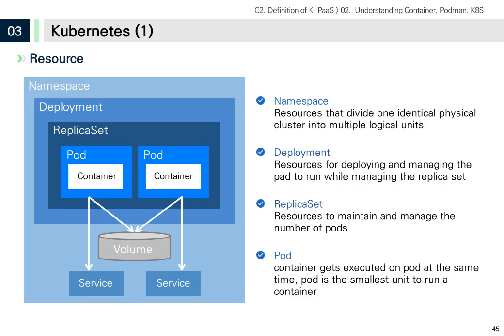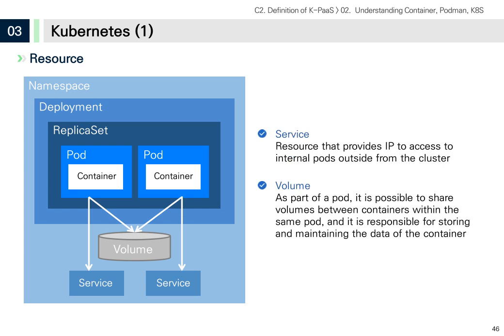The concepts of resources used in a Kubernetes deployment. First, namespace refers to the division of a physical cluster into logical units. Next, deployment is used for the deployment and management of the pods that need to run, while managing replica sets. Replica sets are responsible for maintaining and managing the number of pods. Pods are the smallest units that run on containers.